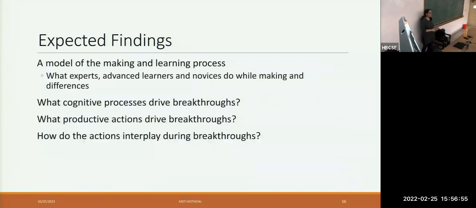So what I expect to find is a model of the making and learning process. What will experts, let's say different levels of makers, let's not call them experts, but different levels of makers, what do they do? What are their differences? What are the cognitive processes that drive breakthroughs? What are the productive actions that drive breakthroughs? How are these interplaying during breakthroughs?